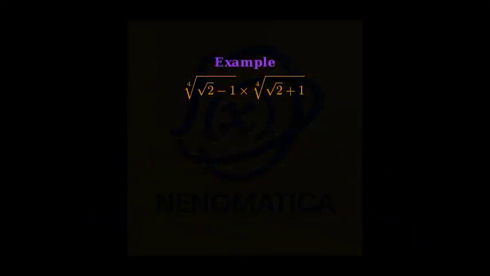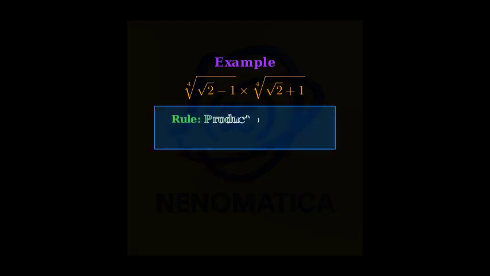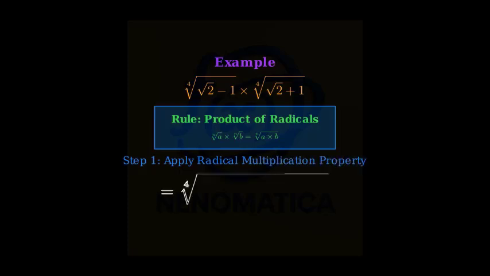The 4th root of the quantity square root of 2 minus 1 times the 4th root of the quantity square root of 2 plus 1. For our first step, we'll use a property of radicals that states that the product of radicals with the same index can be expressed as a single radical of the product. So, we can rewrite this as the 4th root of the product of square root of 2 minus 1 and square root of 2 plus 1.